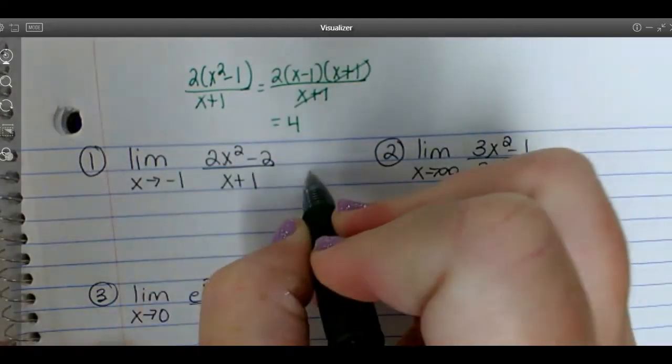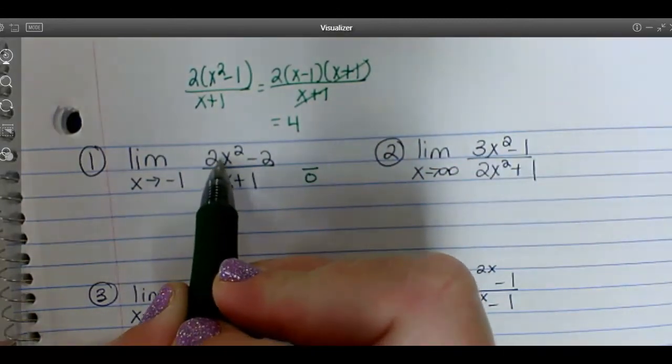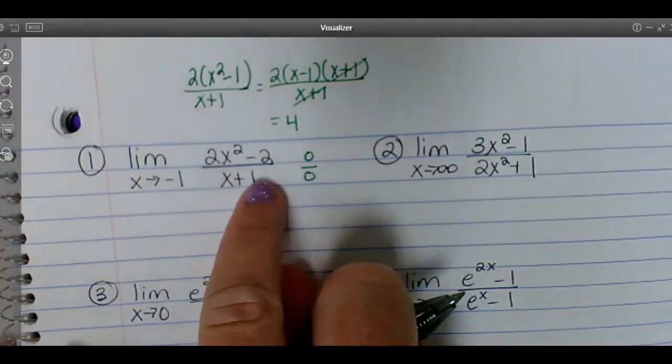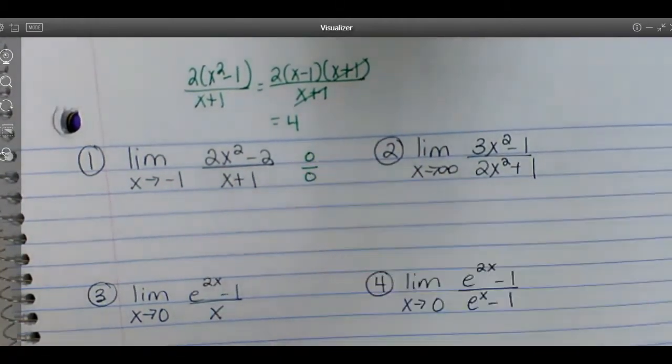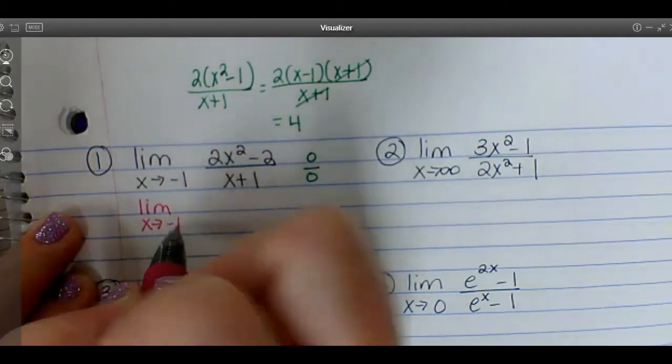If I plug in negative 1 on the bottom, I get 0. If I plug in negative 1 on top, I also get 0. Notice I didn't put an equals there. It doesn't really equal 0 over 0. That's just what I get. That's very important.